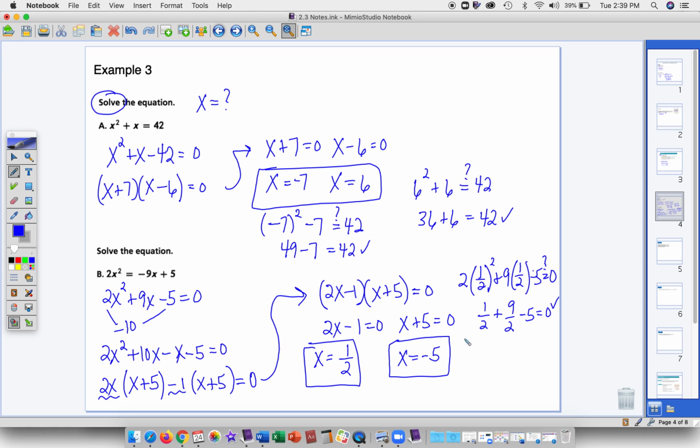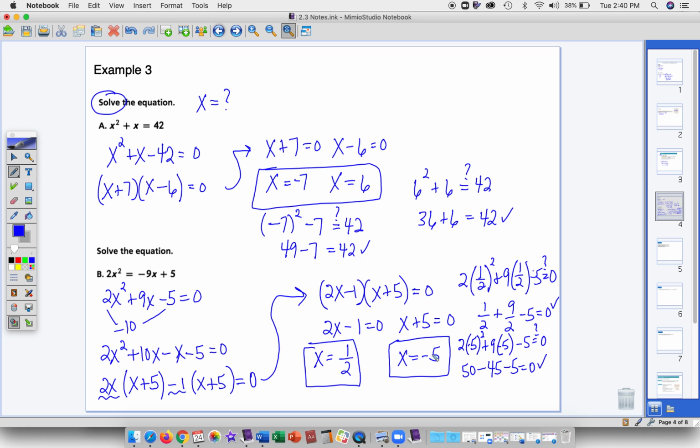If I plug in the negative 5, I get 2 times negative 5 squared plus 9 times negative 5, and then minus 5. Does that equal 0? So any number squared is positive, so that's a positive 25 times 2, so that's 50. And then 9 times negative 5 is negative 45, minus 5, and that does equal 0.